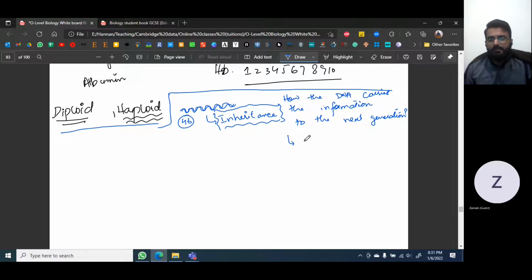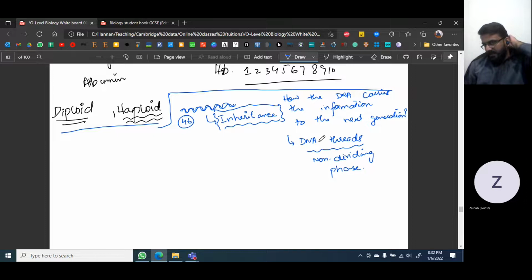First of all, the DNA threads. I did tell you that DNA is in the form of threads whenever a cell is in the non-dividing phase. The non-dividing phase means it is not performing mitosis or meiosis. Then our genetic material would be in the form of DNA threads. If I categorize it with the help of headings, then the genetic material in the non-dividing phase would be present in the form of DNA threads.